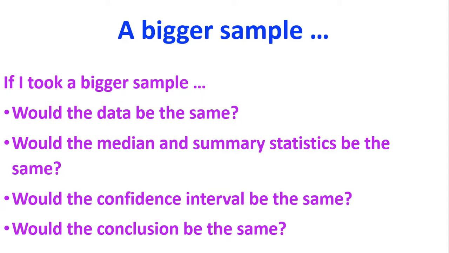What about our conclusion? Well, for our conclusion, if I had enough evidence before, then I've probably still got enough evidence. If I didn't have enough evidence, maybe now I have got enough evidence to be able to prove that there is a difference between them. So our conclusion may change depending on what the conclusion was before.